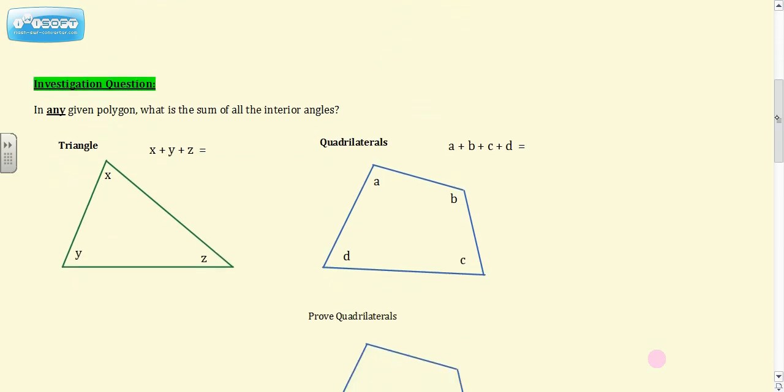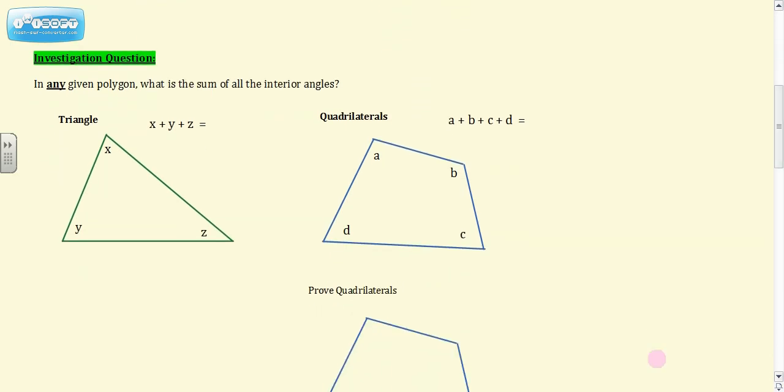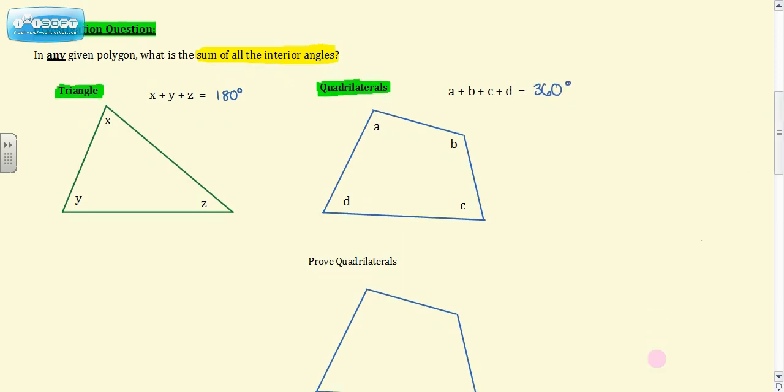The one thing we've been consistently looking at is what is the sum of the interior angles in any polygon. In the triangle, we saw that the sum of the interior angles inside a triangle is always 180 degrees. Then we looked at quadrilaterals, and we said that the sum of the interior angles for that polygon is 360. Now I know we looked at proving that the quadrilateral is 360, but we're going to see if we can prove it in a way that we can use it for all polygons.